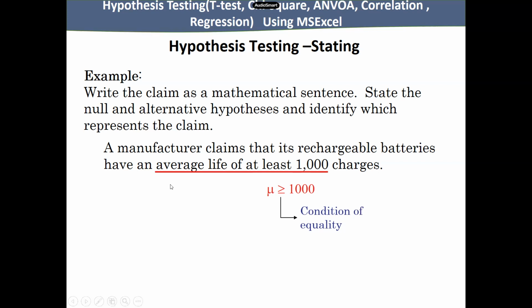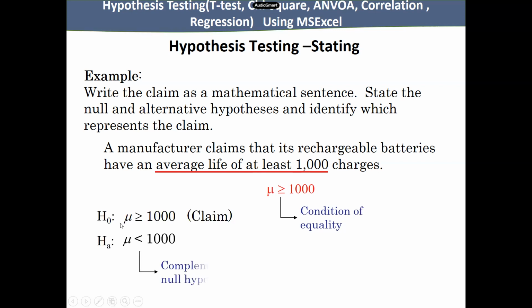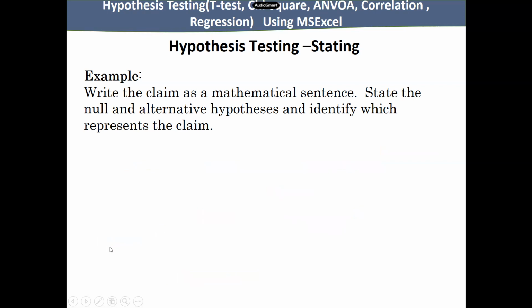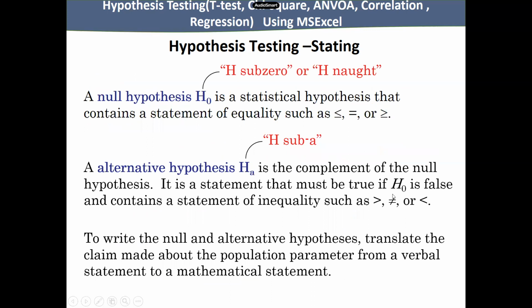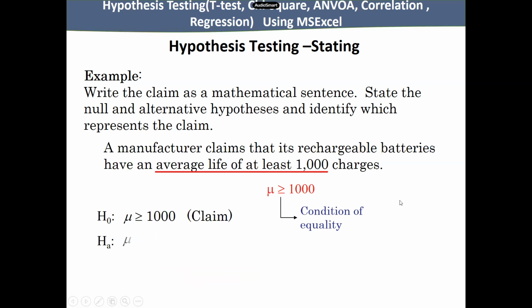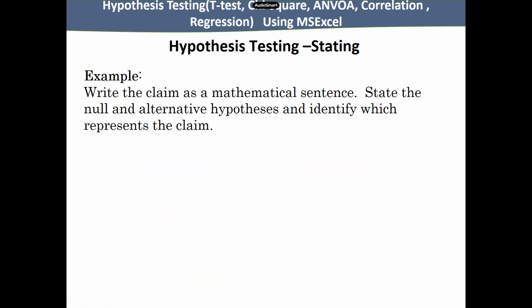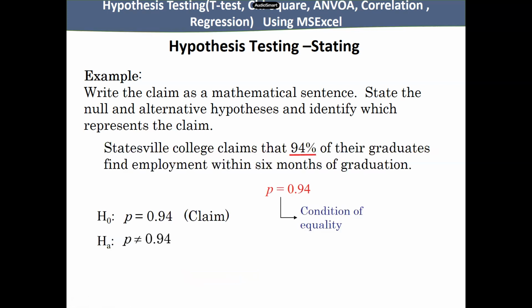Now, this is how we write it. The null hypothesis is what? Mu is greater than or equal to 1,000. That's the claim. Then the alternate hypothesis, let's go back, has the sign of inequality. Have you seen the sign of inequality? That is what is represented here. Have you seen it? Complementary. Does that make sense? Yes, it does. Okay.